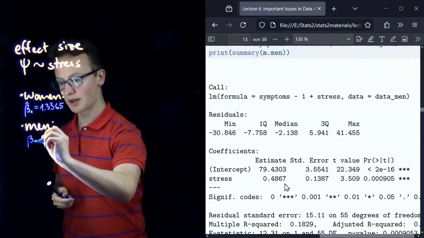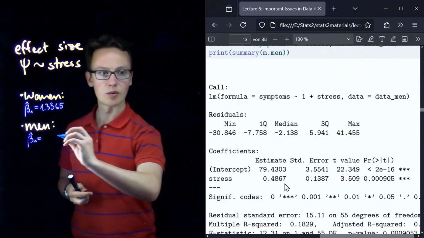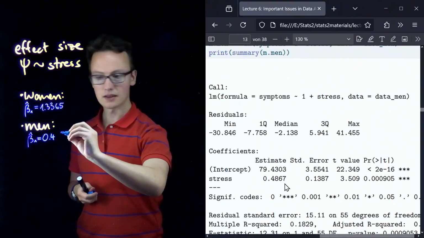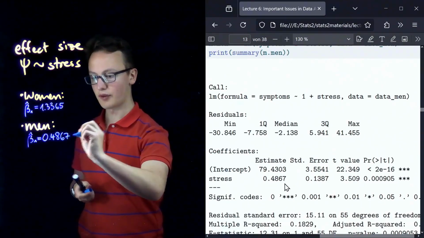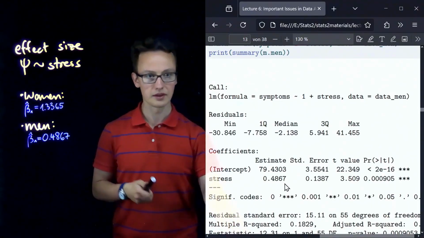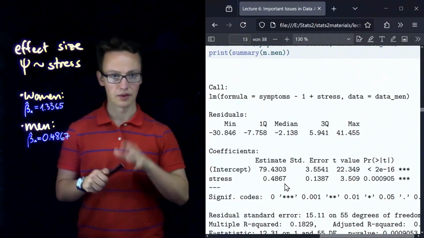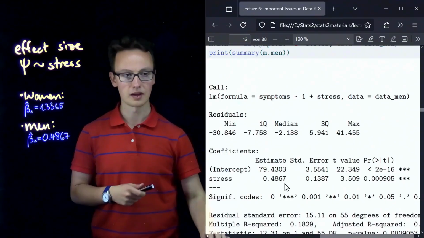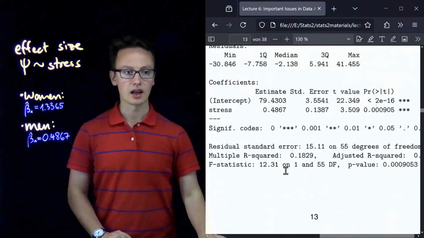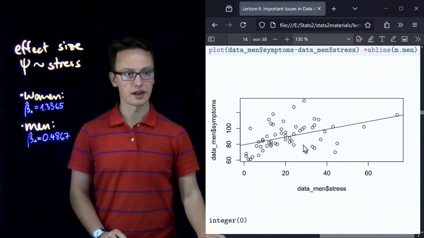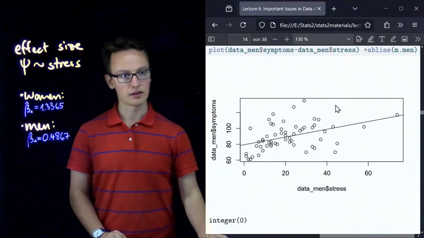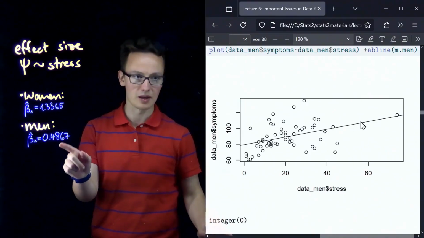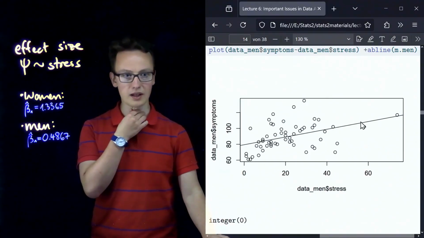The estimated beta 1 is now just 0.4867 from this model, where we just include the main effect on the subset of men, but don't discard the data for women, the other half of the data, basically. And again, we could also plot this, and we see the data for the men with the best fitting line, which is representing basically the slope right here of 0.4867.